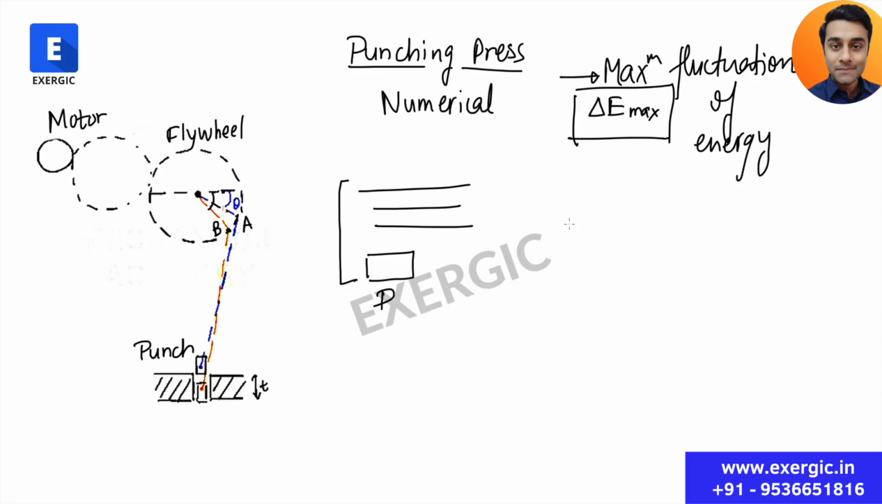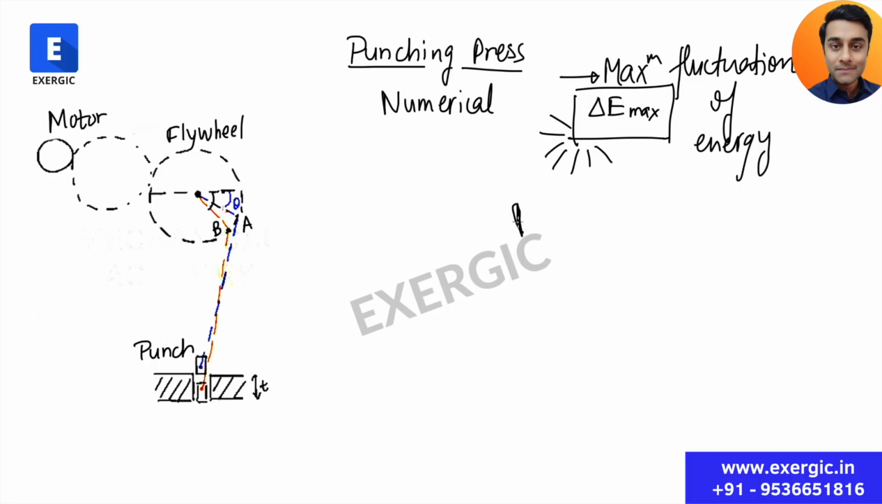We are anyway going to cover solved examples in detail on this, so we will cover all of them in subsequent lessons. But in general, in the unit of flywheel and turning moment diagram, maximum fluctuation of energy plays a very important role, right? I don't think I need to repeat the role of maximum fluctuation of energy again. We have discussed that already. So let's start the video.